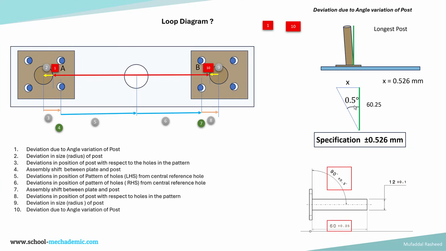So for 0.5 degree angle, and adjacent side is 60.25, which is this green color line, that is the height of the post, and this is the inclined line which indicates the deviated post in the angle to the maximum. Then we are calculating the x value. So x value will come out to be 0.526, and this will be plus or minus 0.526. It can go either way. It can go towards out, it can go towards in.